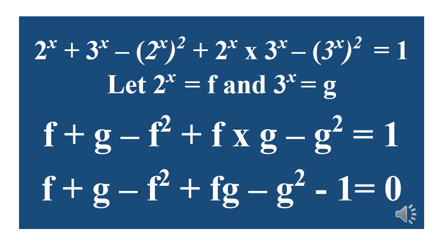So now we can minus 1 from both sides. So we have f plus g minus f squared plus fg. F times g is fg. Then minus g squared minus 1 equals 0.